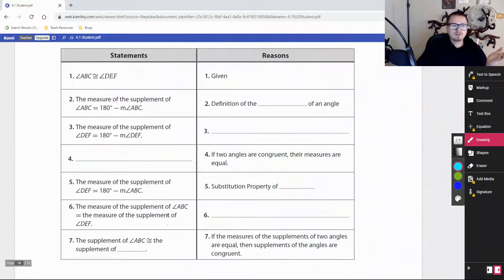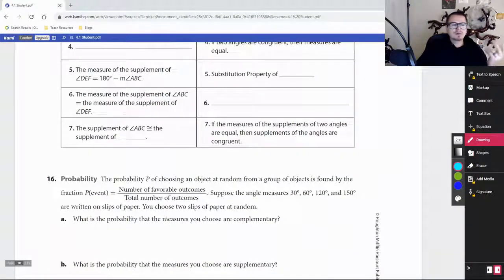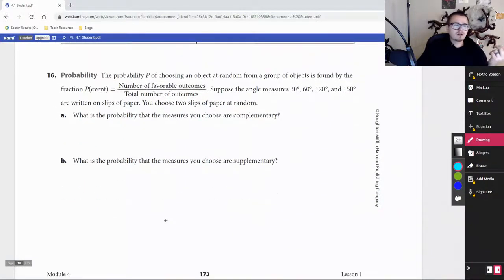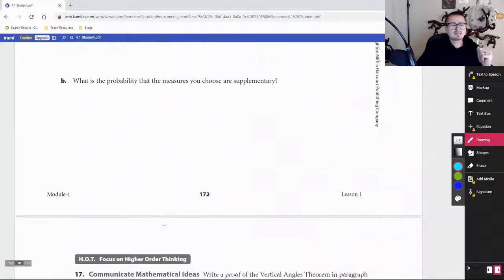2-column proof. If you want to go for this, go for it. You'll probably see it somewhere. Probability. If you want to try that, go ahead. You'll see a lot of that in stats whenever you take that.